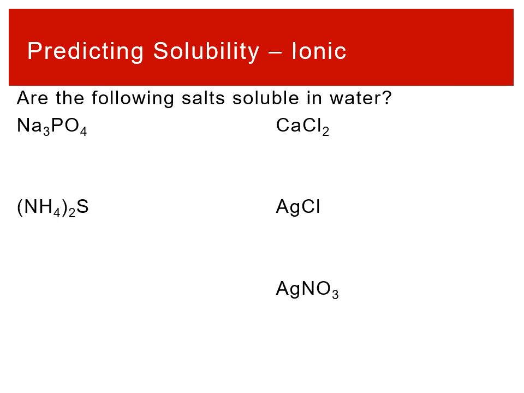Let's look at some examples. Are the following salts soluble in water? I have sodium phosphate, ammonium sulfide, calcium chloride, silver chloride, and silver nitrate. All right, so the first thing whenever we're deciding solubility is always to figure out what are the ions.